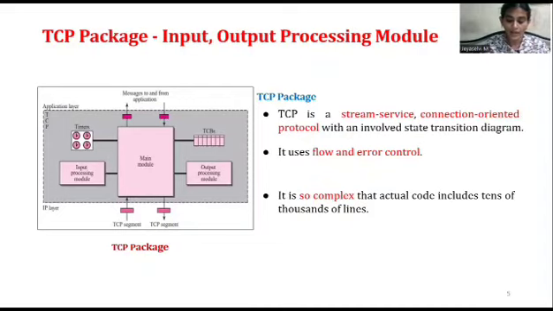In this TCP package, we have 5 components. The first component is the transmission control block, then timers, and 3 software modules. The first one is the main module, the second is the input processing module, and the third one is the output processing module. So this TCP package consists of 5 components: the transmission control block, timers, main module, input processing module, and output processing module.